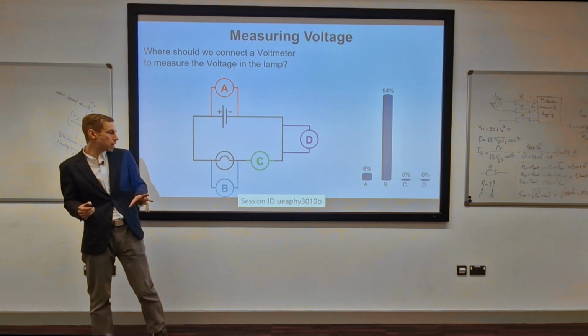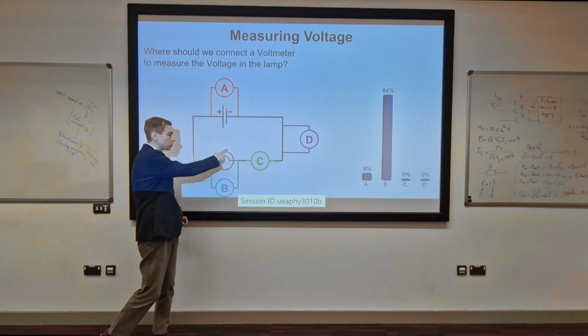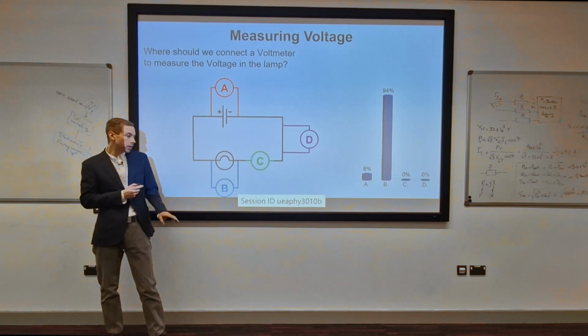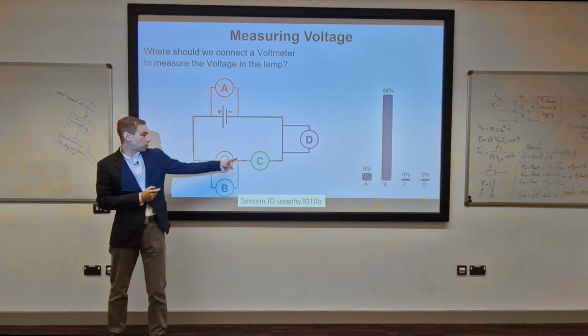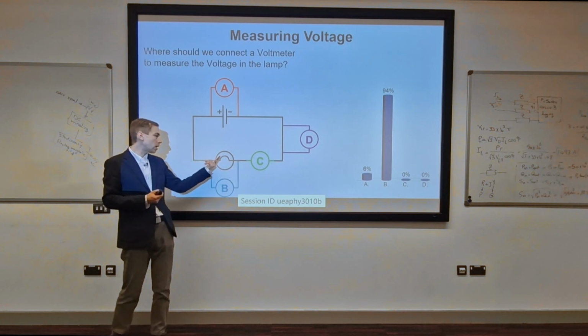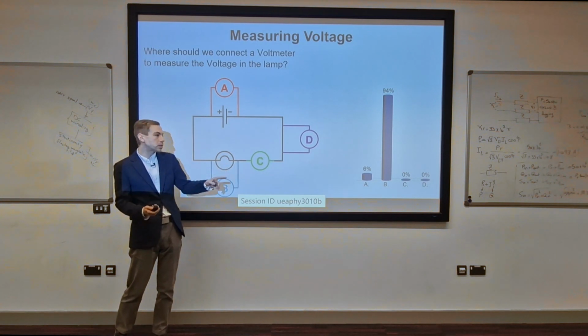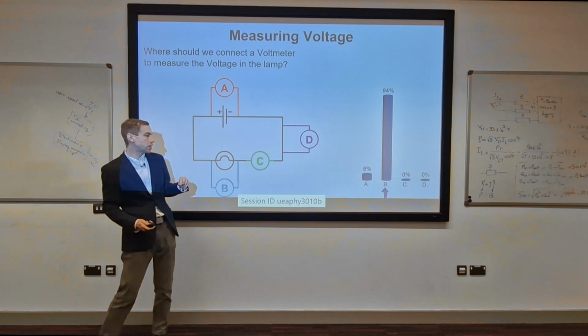Now, I think the best place to connect your voltmeter, okay, if you are going to be looking at the voltage for this lamp in particular, it is going to be option B there, okay? So we're connecting it in parallel. We're looking at how the voltage drops as we go across the lamp. So I guess the best answer, it is option B, okay?